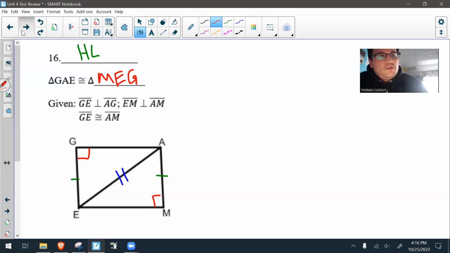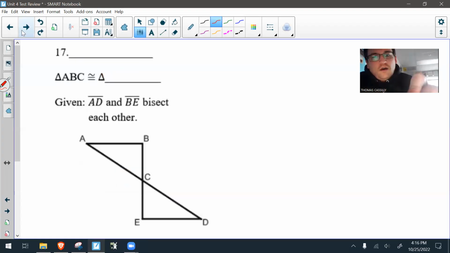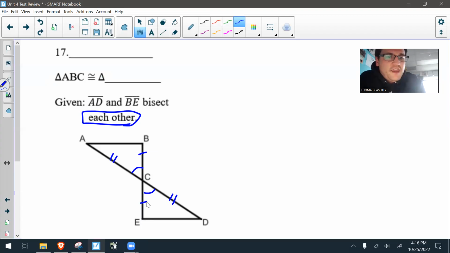All right, next, number 17. We have vertical angles right here, so we can say that those are congruent. AD and BE bisect each other. That is important. That means both of these we can say are congruent. So AC is congruent to CD, and we know BC is congruent to CE. Now, if it said AD bisects BE, we could not assume both of them. But since it bisects each other, then we are safe.